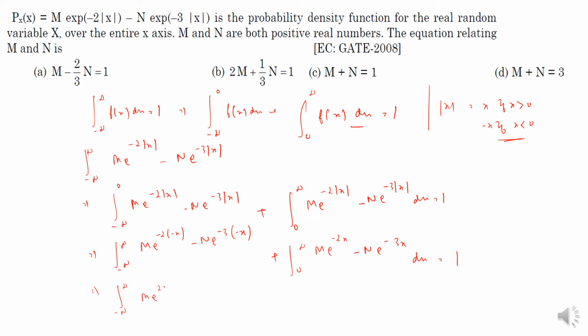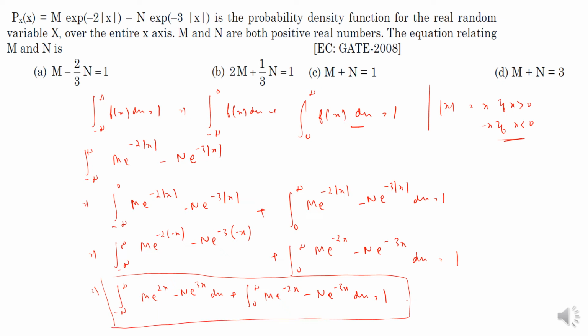Now what is the final equation? Minus infinity to 0 of m e power 2x minus n e power 3x dx, plus 0 to infinity of m e power minus 2x minus n e power minus 3x dx, is equal to 1. Now this is the final equation. We will now solve this.